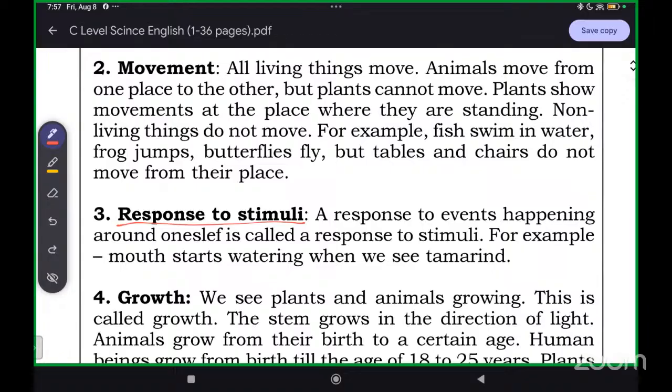For example, our mouth starts watering when we see tamarind, or when we see ice cream, or when we see our favorite dish, our favorite food. That's a response to stimuli.